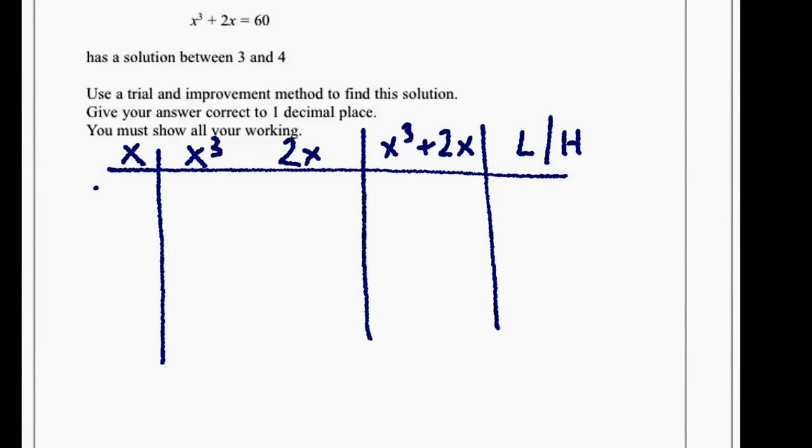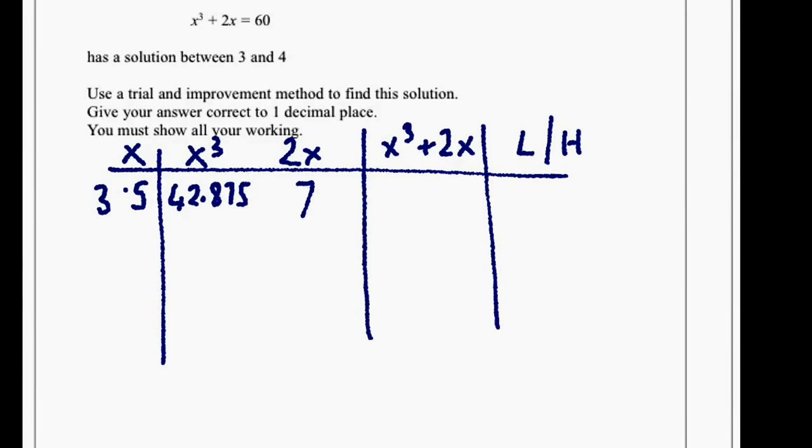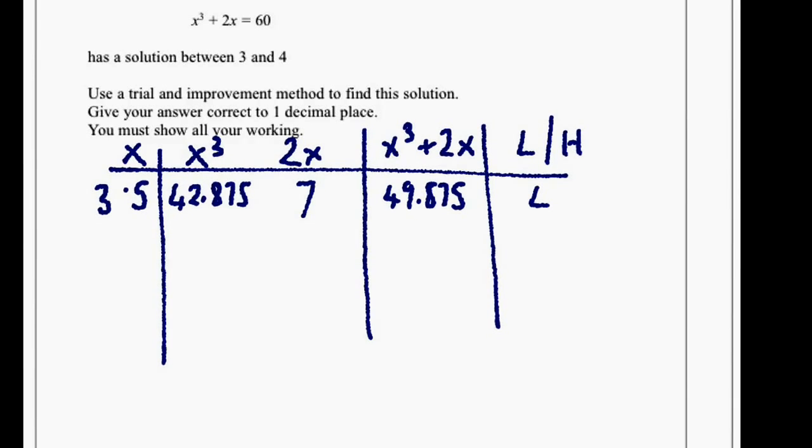So I'm going to try 3.5 first of all. So on my calculator, 3.5 cubed is 42.875, and 2 lots of 3.5 is 7, and when I add those together I get 49.875, which is too low. It's quite a lot too low, so I'm going to go for 3.8.